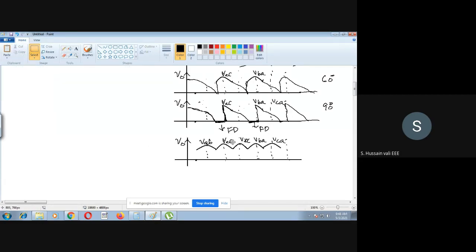120 degrees also. In 120 degrees, the delay will be more and more. The observation in 120 degrees is that for alpha equal to 120 degrees, it will enter into discontinuous conduction. When it enters into discontinuous conduction, I'll show you here. See this now.